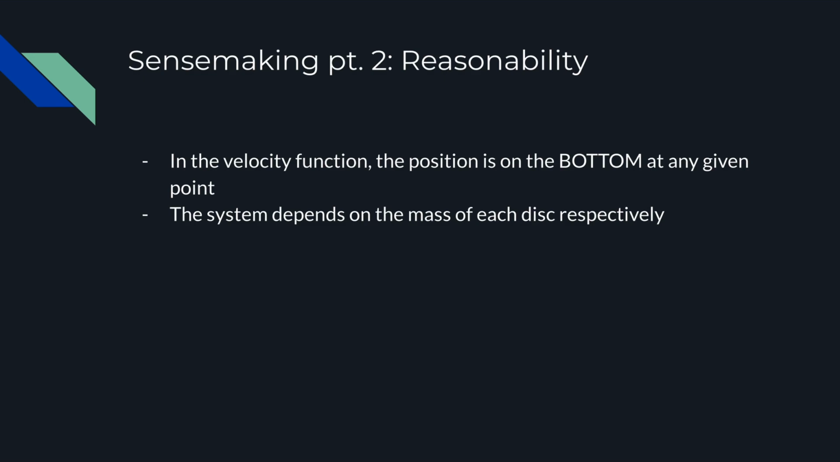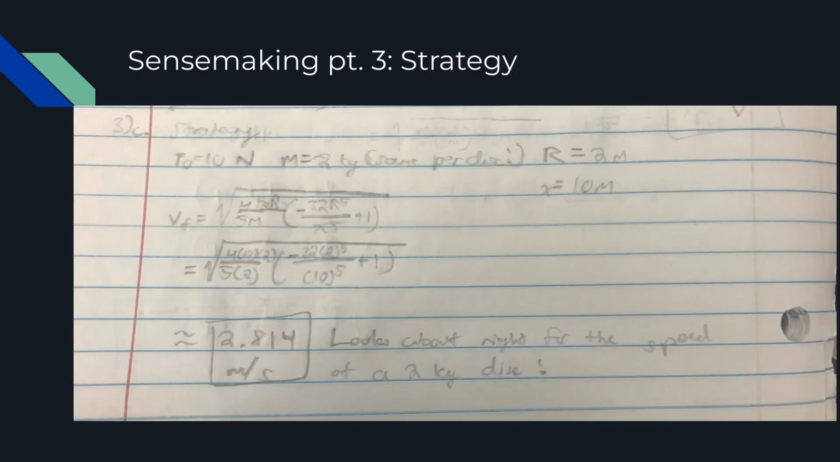And finally, this is my final sense-making strategy for this problem. I chose to set the initial force equal to 10 newtons. I'm also going to set the masses equal to each other so I can just solve one velocity function. So I set the mass equal to 2 kilograms. The initial radius, capital R, is 2 meters, and the change in position of each disk is 10 meters. When I plugged all of these numbers into my function for speed, it's really the final velocity, but speed.